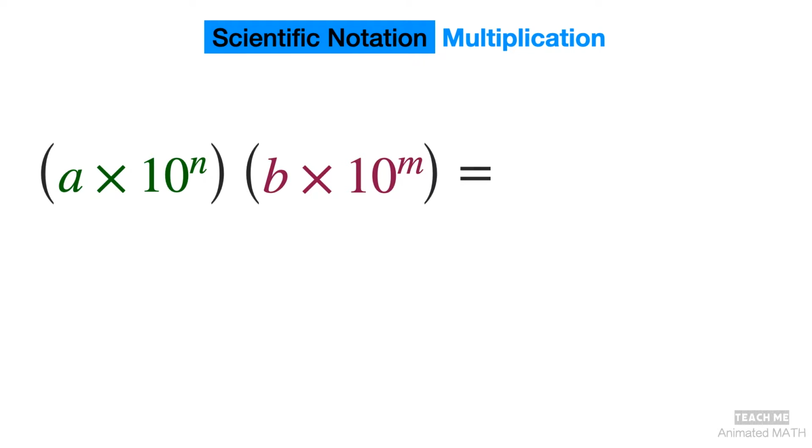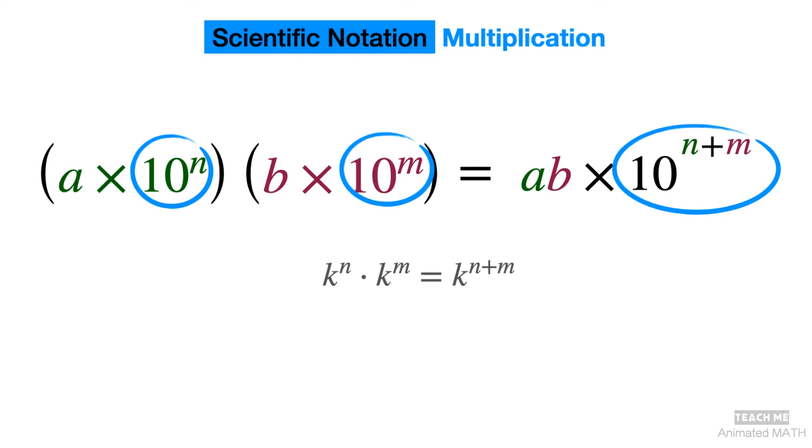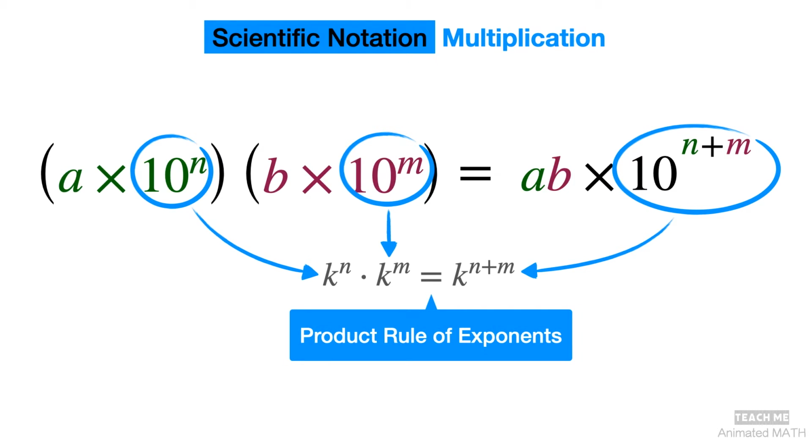You can find the product of these two scientific notation numbers by multiplying the coefficients a and b. Then, you simply have to add the exponents of 10, or n plus m. And the product from the scientific notation multiplication is ab times 10 raised to n plus m. This concept is from the product rule of exponents. And if you can remember this property, then doing scientific notation multiplication will be a piece of cake for you.